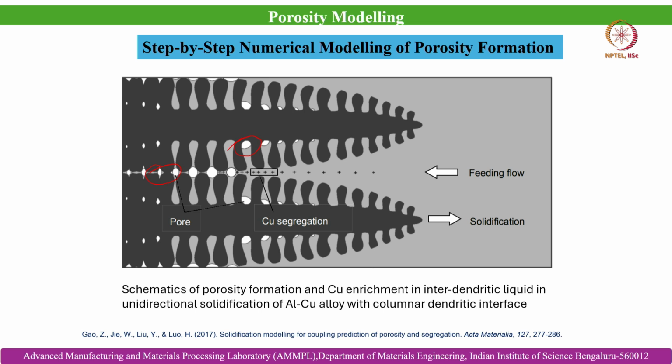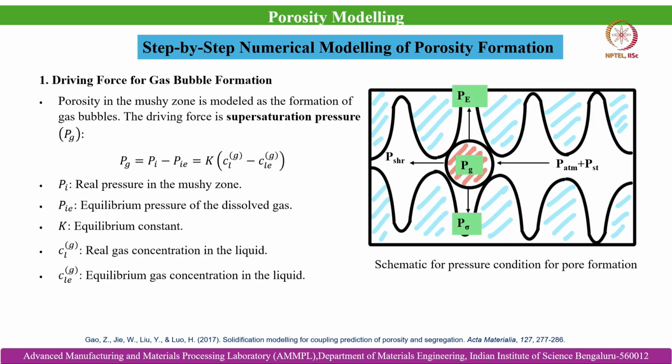So, this schematic is depicting the porosity formation mechanism in the case of an aluminum copper alloy with a columnar dendritic interface. The porosity in the mushy zone is modeled here as the formation of gas bubbles. The driving force is the supersaturation pressure of the gas.